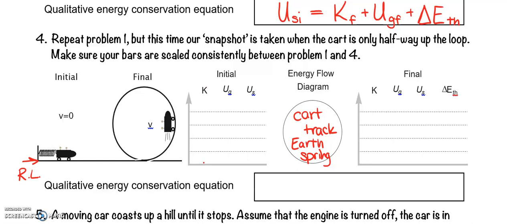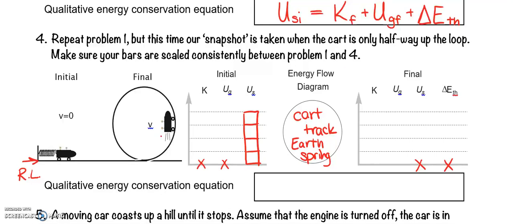Our object is still starting out with no kinetic energy, no gravitational potential energy, but the same amount of elastic potential energy as we had in number 1. And then in our final scenario, the thing that has changed, our car definitely has kinetic energy, definitely has gravitational potential energy, doesn't have elastic potential energy, and since we're going back to number 1, is frictionless and therefore doesn't have any thermal energy. It says to make sure the bars are scaled consistently between problems 1 and 4.